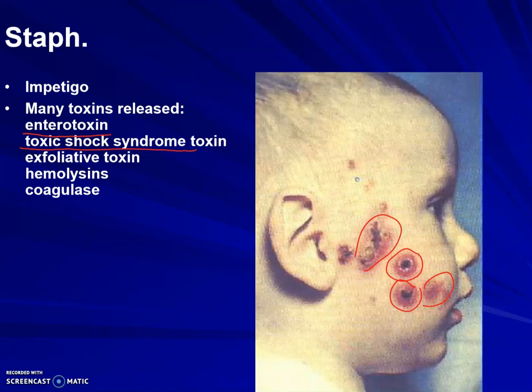Staph is notorious for releasing toxins, and here are some examples: enterotoxin, also toxic shock syndrome toxin. Toxic shock syndrome is body-wide, and it's associated with a sudden drop in blood pressure that can be quite dangerous. Also, there's an exfoliative toxin. You'll see that on the next slide. Hemolysins, coagulases. So there are quite a few toxins that can be released from staph.